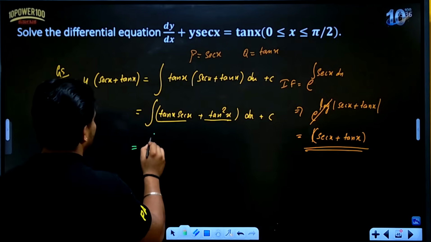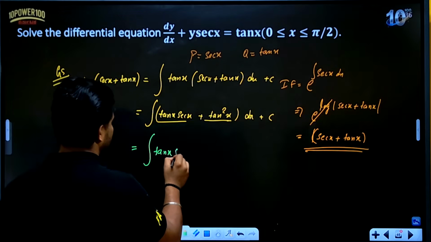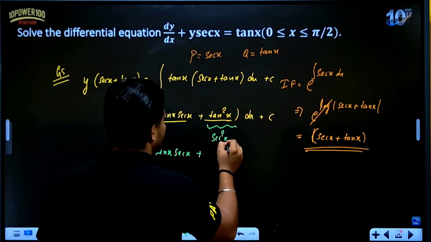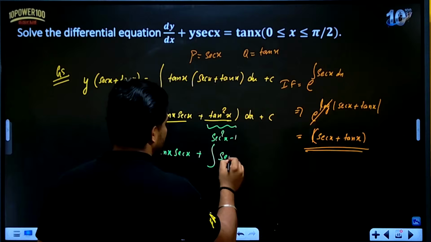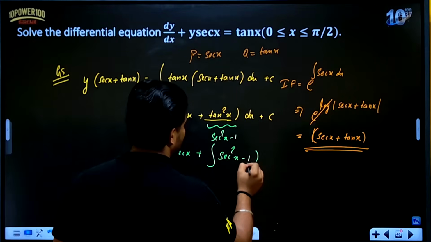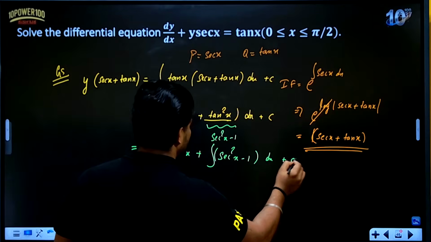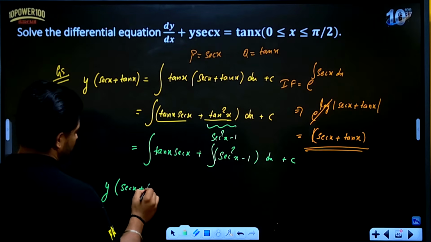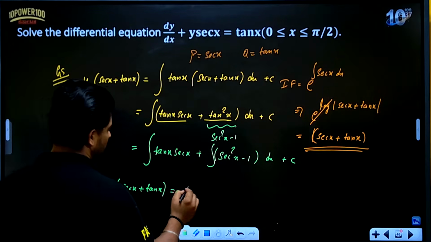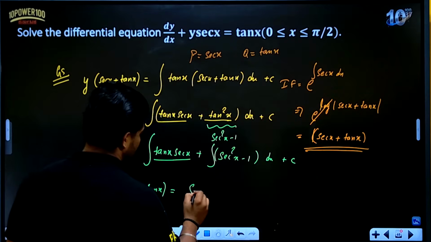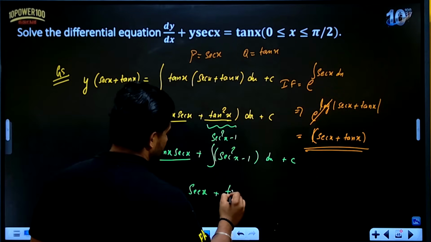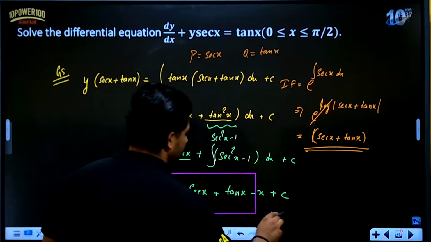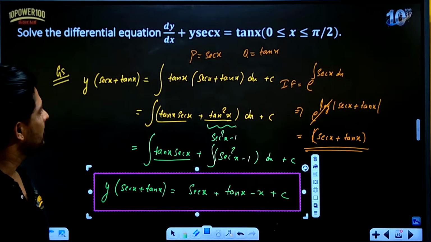So remember this: integration of tan square x we can't do directly. That's why I'll be replacing it by secant square x minus 1. So secant square x minus 1 dx plus c. So now the final answer. y of secant x plus tan x is equal to integration of tan x into secant x, which is secant x, plus integration of secant square x minus 1, which is tan x minus x, plus c. This is the final answer. Don't do anything else, this much is enough. Okay? Next.